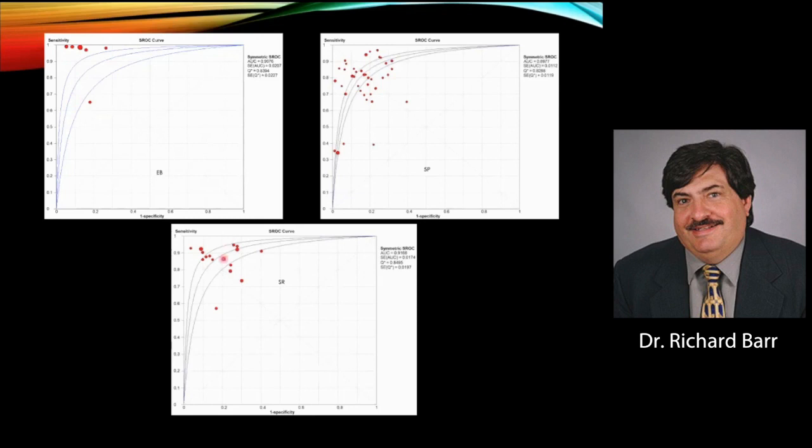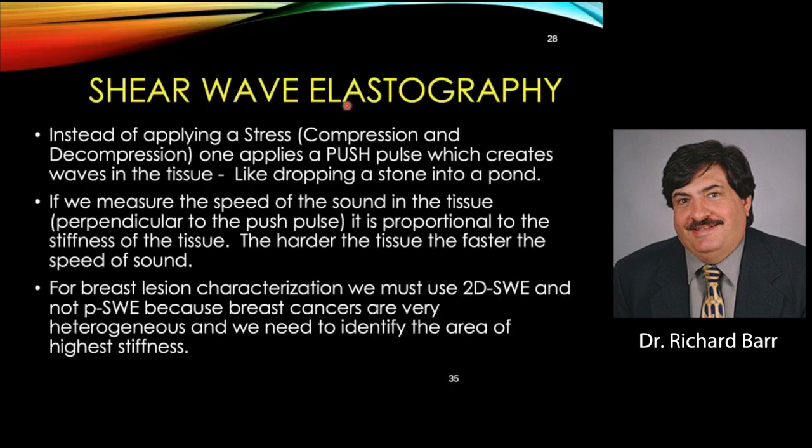And you'll notice that for the strain ratio as well as the 5-point color scale, there is much more scatter in the results. Let's move on to shear wave elastography. Instead of applying a stress, that compression and release, but for us it's just breathing, one applies a push pulse or RF pulse.